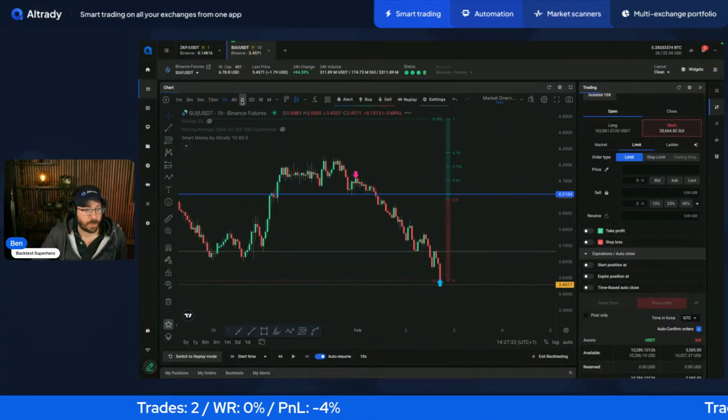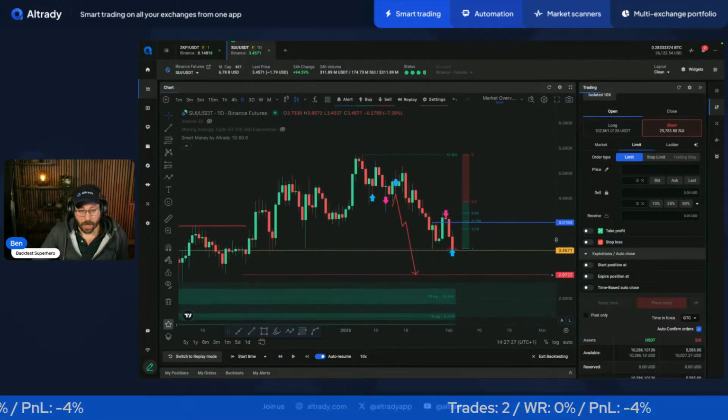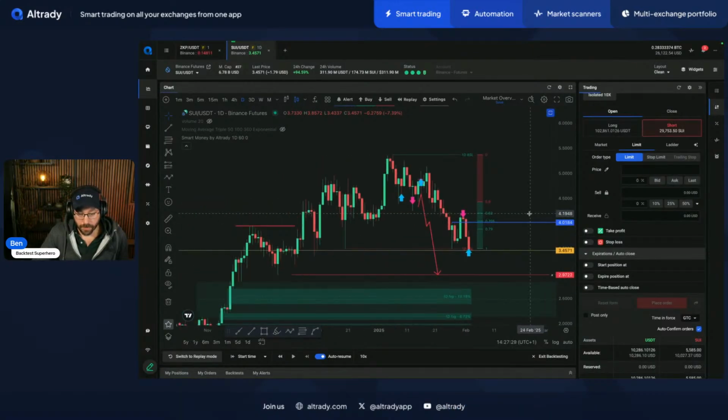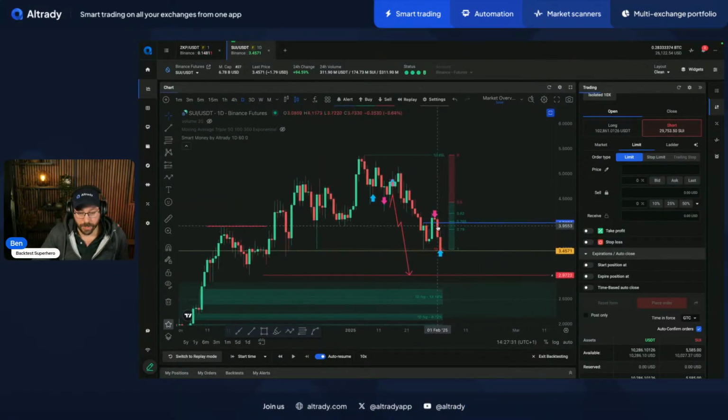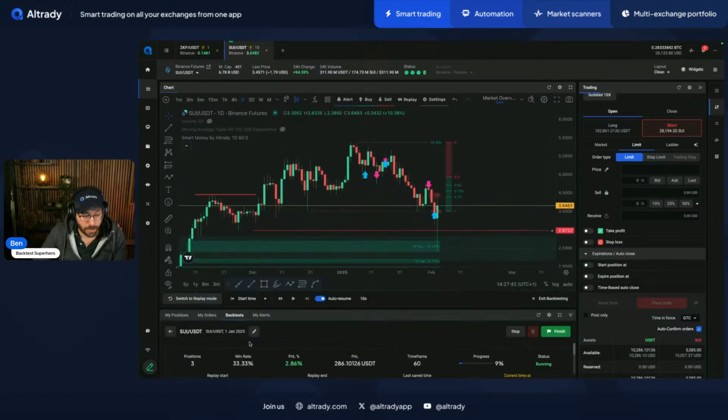Okay, that's making up a bit for the losses that we already had. We see another fair value gap, so hopefully we can get a nice entry in there. Or it's already taken out all the targets. What's the P&L there? The P&L is 2.8. Nice.